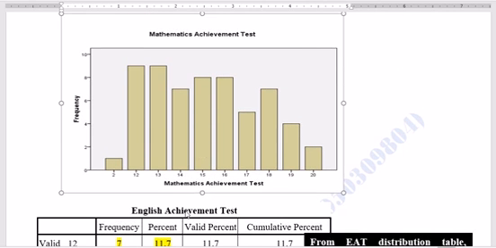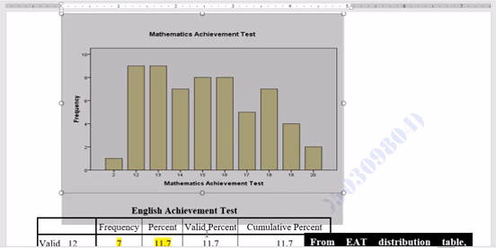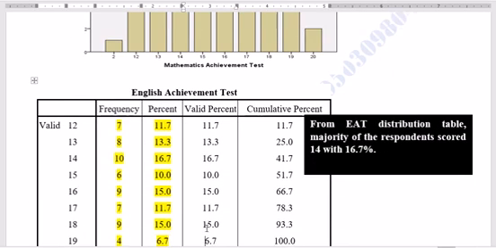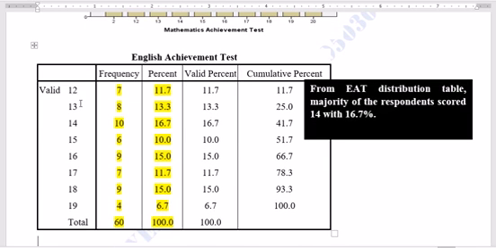English achievement test. This one, we have the same thing too. Now, the least valid score is 12. The highest score is 19. How many students scored 12? 7. 13? 8. How many scored 14? 10. How many scored 16? 9. How many scored 17? 7. How many scored 18? 9.